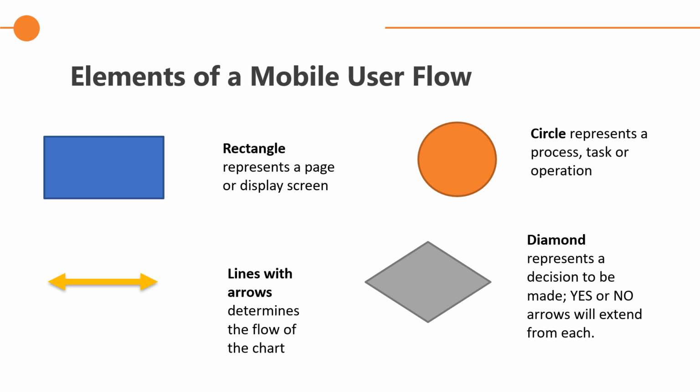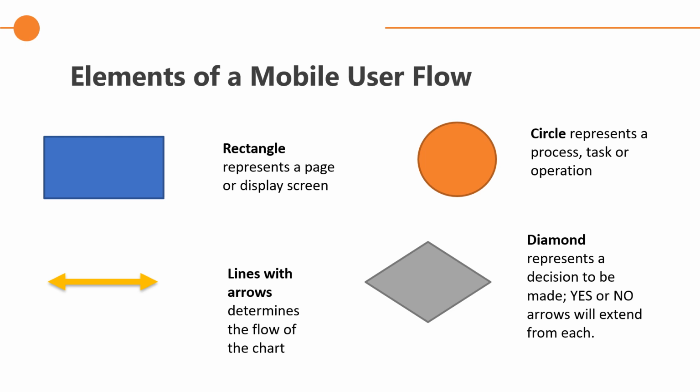And then diamonds are our decisions. They always are going to ask a question. They're going to show a decision needs to be made, and then you'll have a yes or a no arrow, like you saw in the previous slide, that will extend from each.